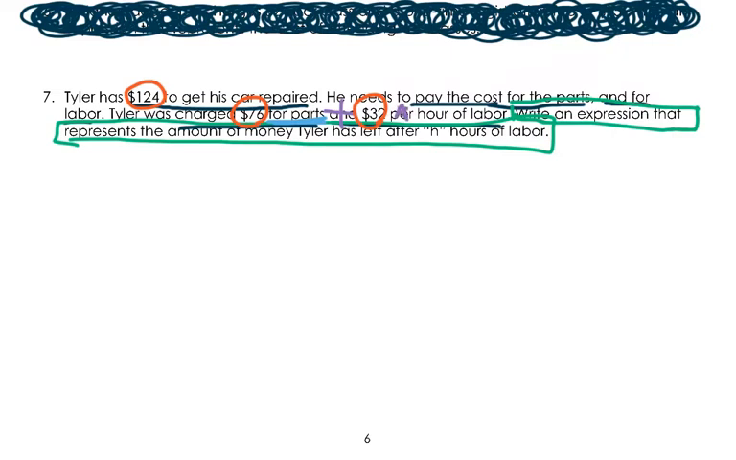Per hour of labor. And I know that from this example, I'm just going to change my color, that it says Taylor has left after 8 hours of labor, that for the hour of labor is going to be represented by H. So write an expression that represents the amount of money Taylor has left after 8 hours of labor.